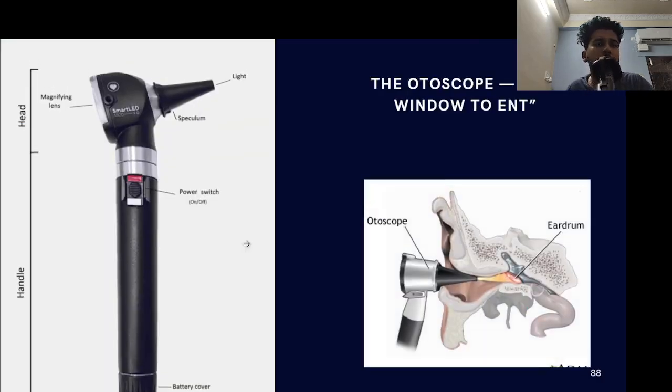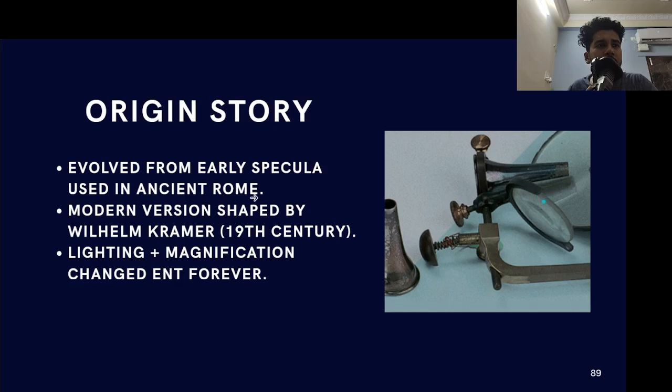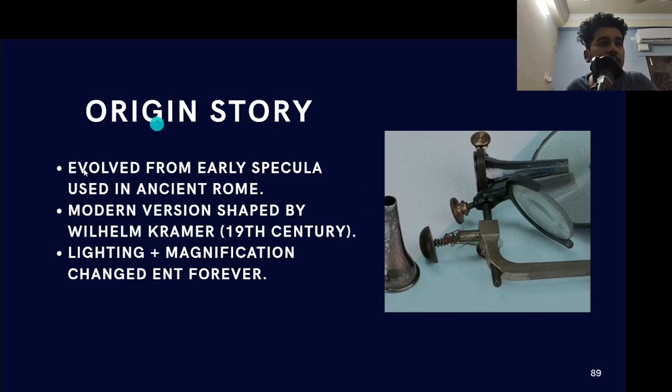Now we have the otoscope, which is the window to ENT, and here is an otoscope, and here is the otoscope placed inside. The origin story of the otoscope is that it evolved from an early speculum which was used in ancient Rome. The modern designs were shaped by Wilhelm Kramer in the 19th century, and added on top of it, lighting and magnification changed the course of ENT forever.